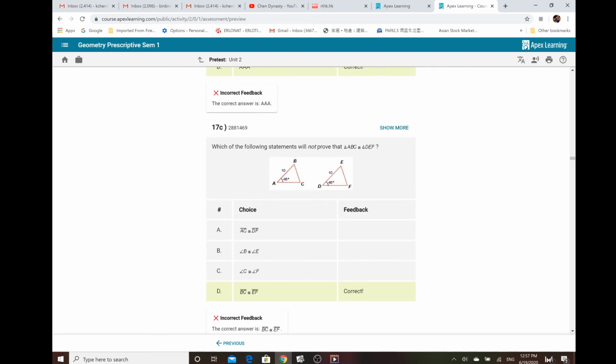And which of the following statements will not prove triangle ABC is congruent to triangle DEF? What we've got here looks like segments and angles. We can prove this one by side angle side, or we can prove by angle side angle, or angle angle side. So the one thing we can exclude here is that BC is congruent to EF, because there's no such thing as side side angle.